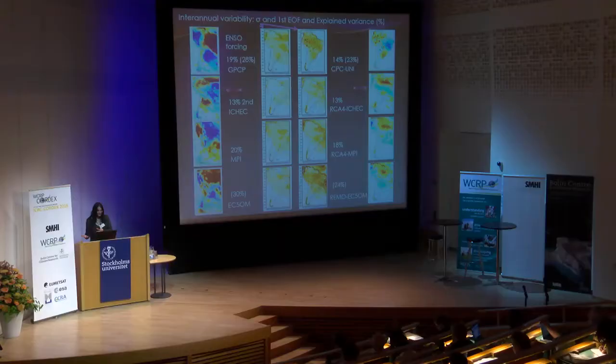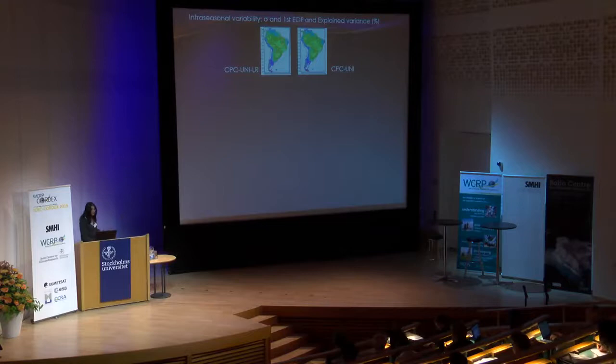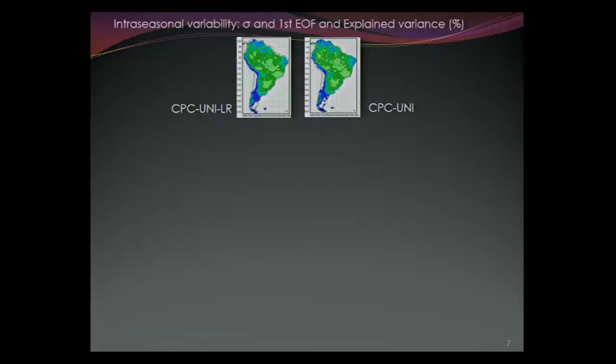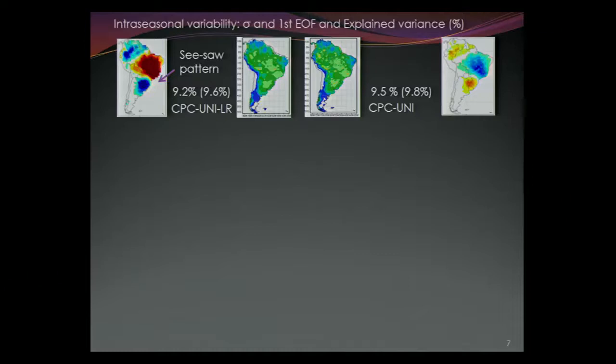So let's see what happens on the intraseasonal time scales. On the intraseasonal time scales, there is a very nice pattern in South America, which is the known CISO pattern, in which we have opposite anomalies over the La Plata Basin area and the South Atlantic Convergence Zone area. It's a very well-known, very studied pattern, and the point is to see whether these models can capture this pattern, which is mainly associated with anomalous regional circulation patterns.